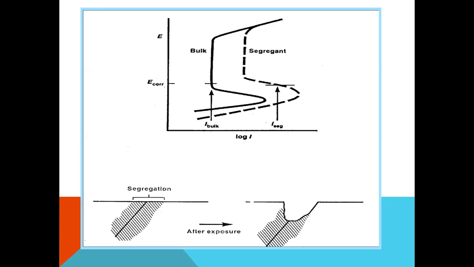But bulk material that does not contain segregations provides high corrosion resistance. The lower figures explain segregations after exposure leading to high corrosion sites.